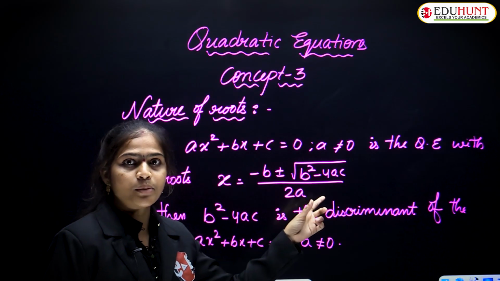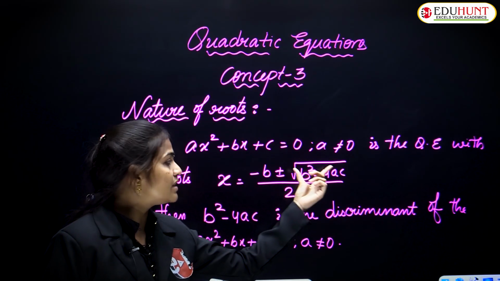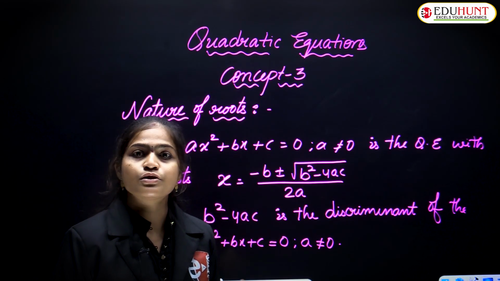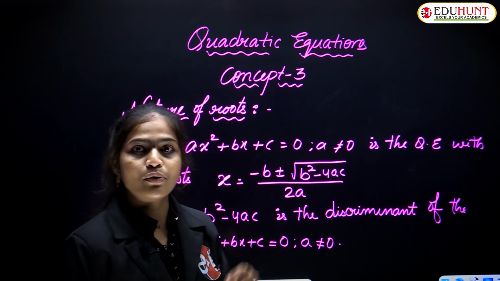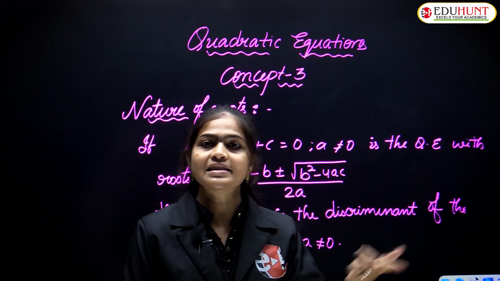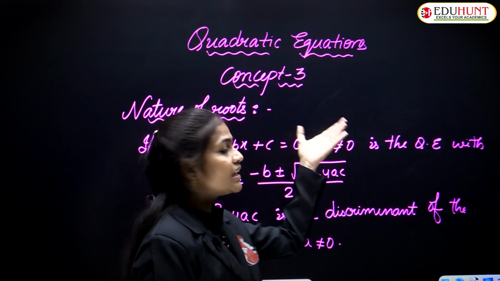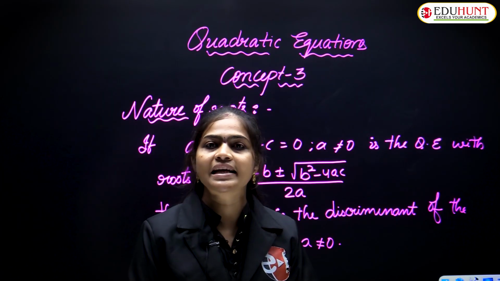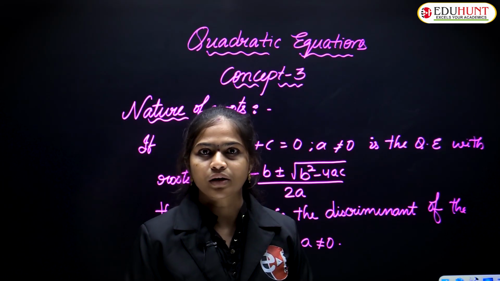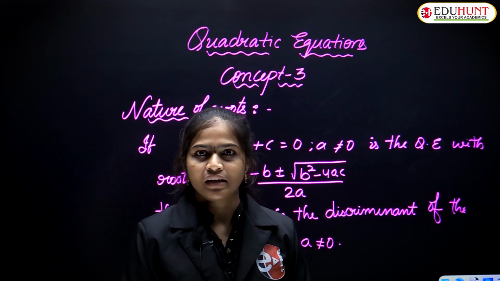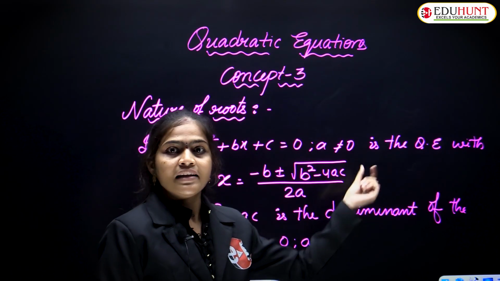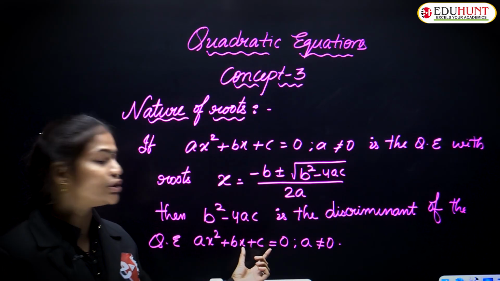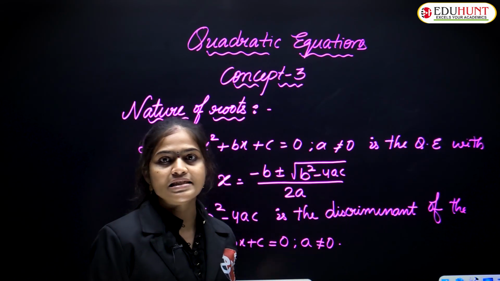From this formula, b² - 4ac is there, no? So this part, b² - 4ac, is called the discriminant. By using the value of b² - 4ac, without finding the roots of the given quadratic equation, we can say whether those two roots are real or not, and which type of roots they are. That's why we call b² - 4ac the discriminant of the given quadratic equation ax² + bx + c = 0.